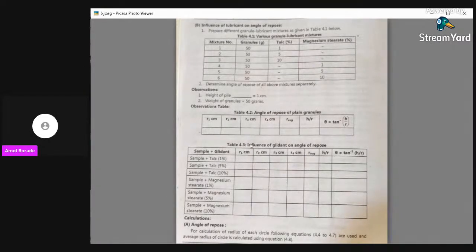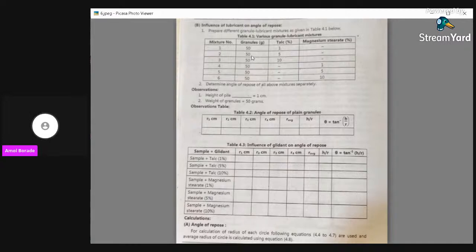We are at the second batch. The first batch we made and completed the evaluation with simple granules. For the second batch we followed the same procedure, with 50 gram granules plus 1% talc that we have added. We got the circle from that heap, but this time it is 50 gram granules plus 1% talc.